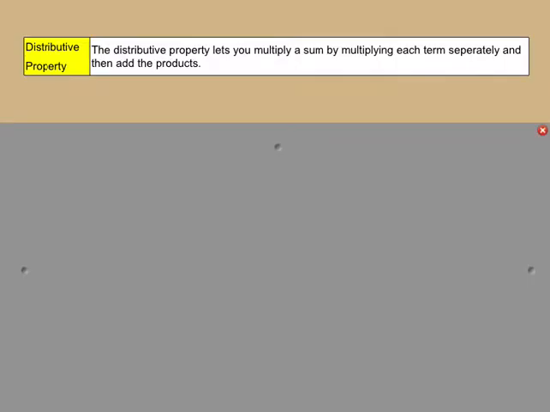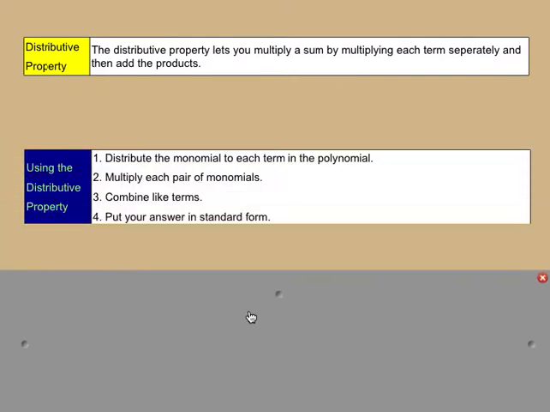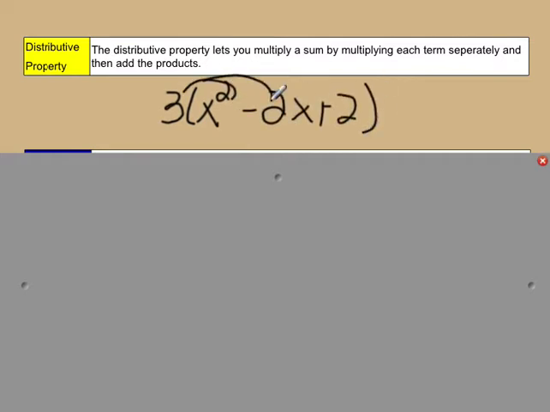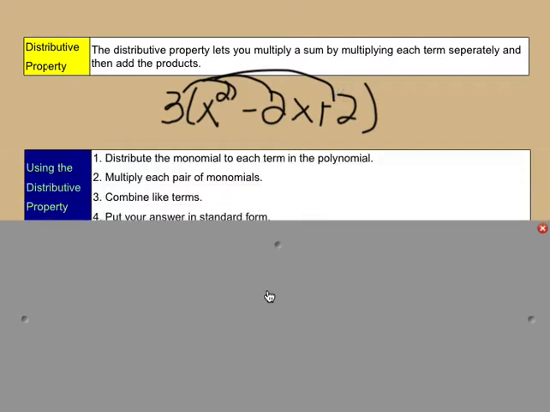Now let's review that distributive property. The distributive property lets you multiply a sum by multiplying each of the terms separately and then adding the products. That sounds really confusing, but if you had something like this, and you took that 3 and multiplied it into each term, that would be the distributive property. You've been using that a lot now in algebra.